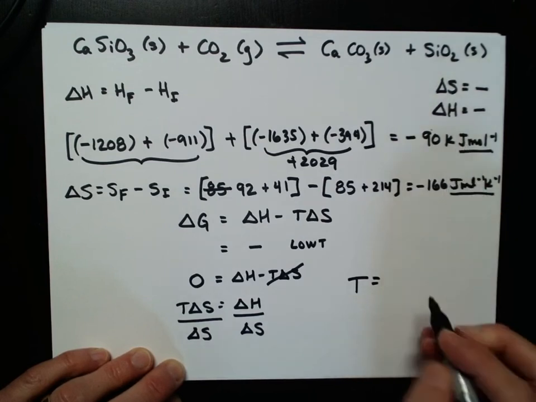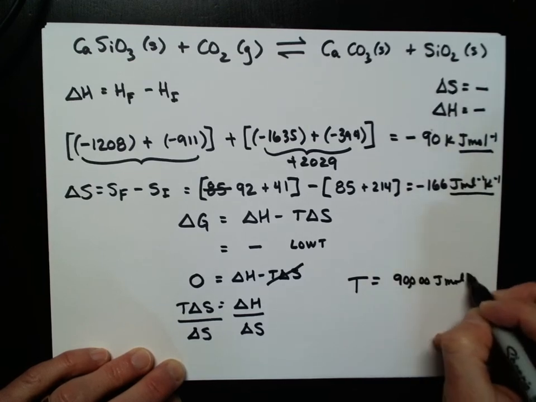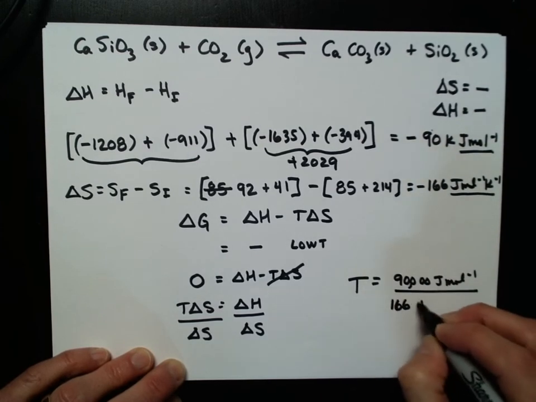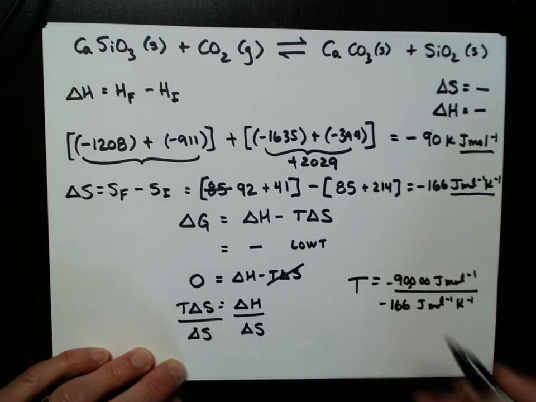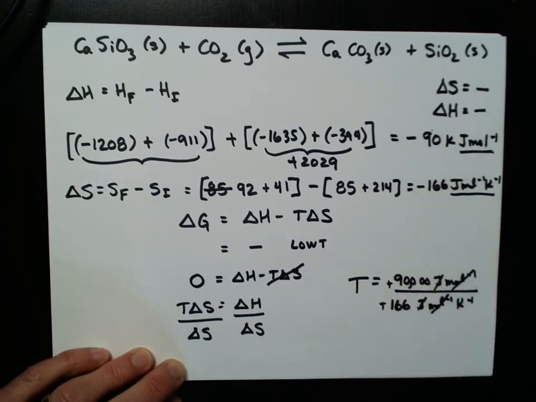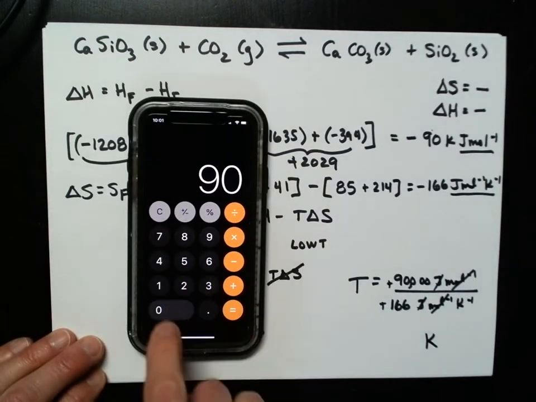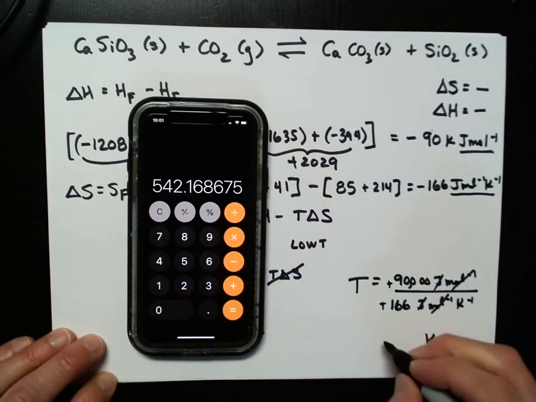Okay, so I'm going to take my enthalpy change and not keep this in kilojoules, I'm going to change it to joules: 90,000 joules per mole, because I need to match this 166 joules per mole per Kelvin. And of course they're both negative, but when I do the division, those are going to cancel out. Joules cancels joules, per mole cancels per mole. I have an inverse Kelvin, so my temperature will have units of Kelvin. So now I'm going to take my 90,000 and divide that by 166. About 540 Kelvin.